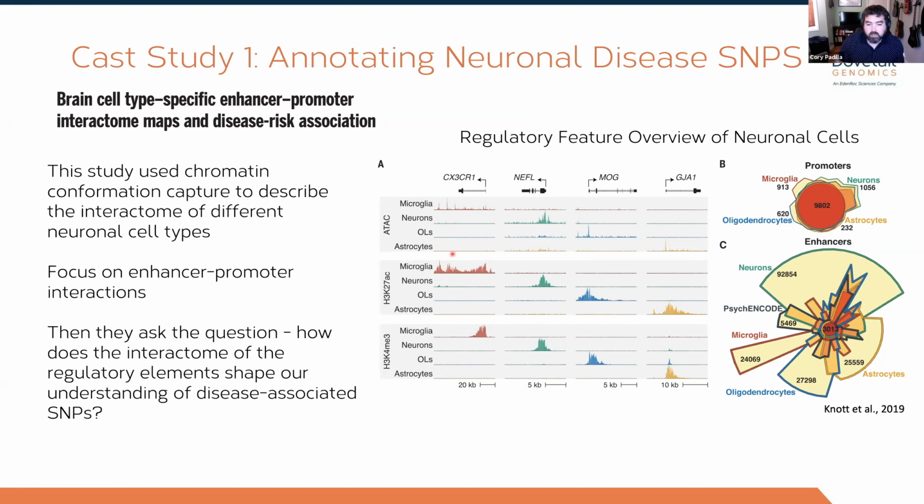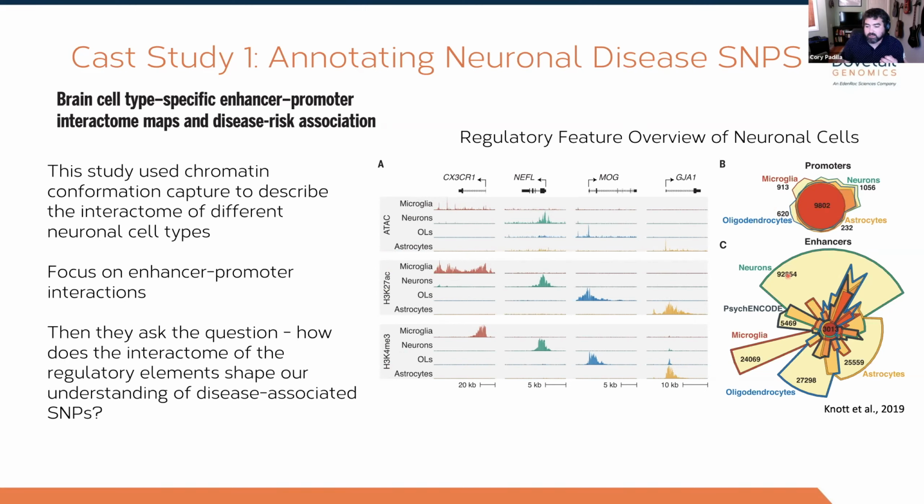And so what we're showing here are the other data types that they've used. They're looking at microglia, neurons, OLs, and astrocytes here, and they're using ATAC-seq and ChIP-seq for enhancers and active promoters. They're basically just scanning the genome for where open accessible chromatin occurs, where enhancers are located, and where active promoters are located. And then they overlap these and ask, between the different cell types, in terms of promoters, how many of these features are shared and how many are unique to the different cell types.